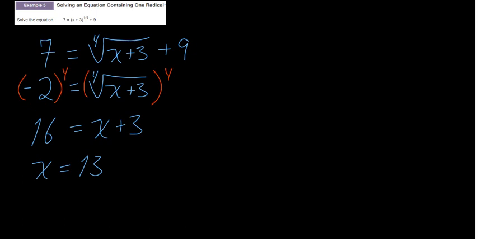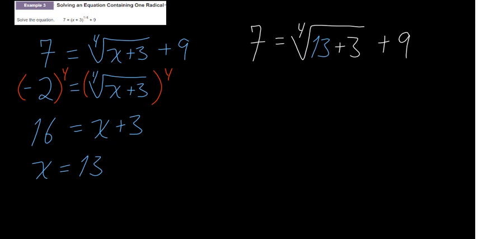So first of all, we have the solution x is equal to 13. Let's plug x equals 13 into our original equation. Our original equation was 7 is equal to the fourth root of 13 plus 3, plus 9. 13 plus 3 is 16. The fourth root of 16 we said was 2. So 2 plus 9. So 7 does not equal 11.